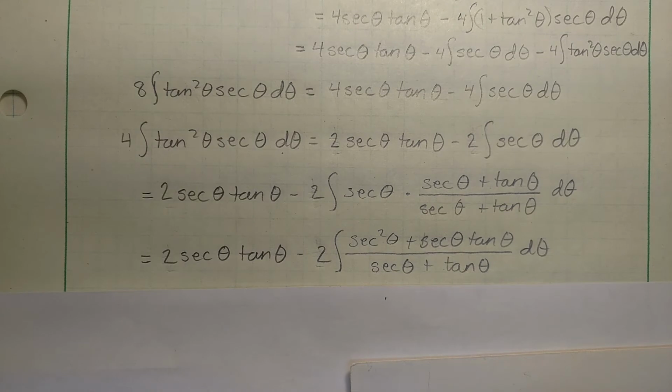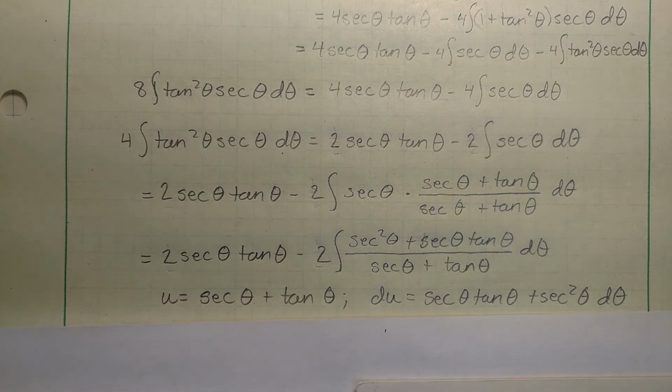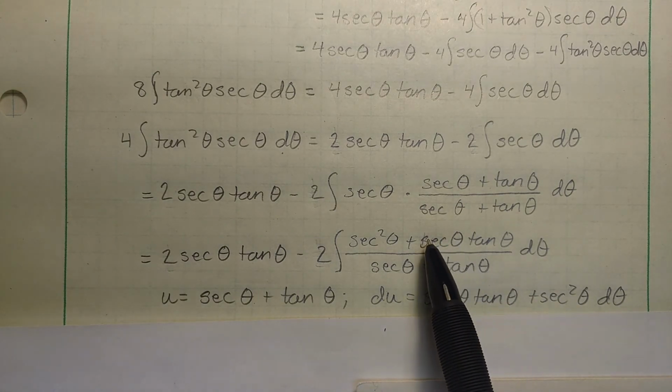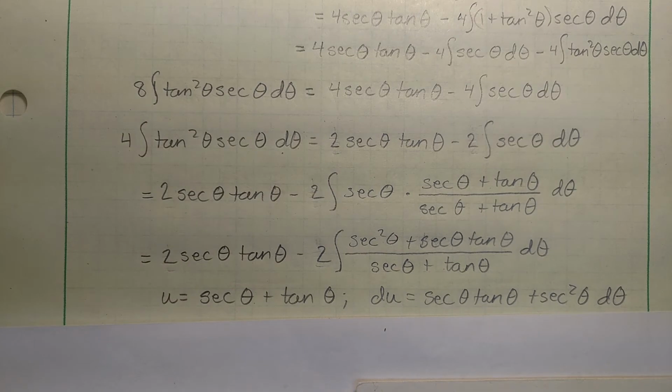Of course, the advantage here is now I can use u substitution. I can let u be secant theta plus tangent theta, the denominator, which makes du my numerator. So this just becomes du over u, which I know when I integrate that, it's just the natural log of the absolute value of u.